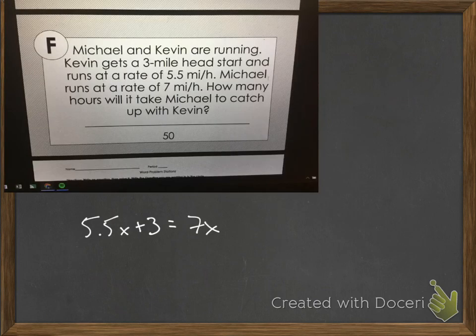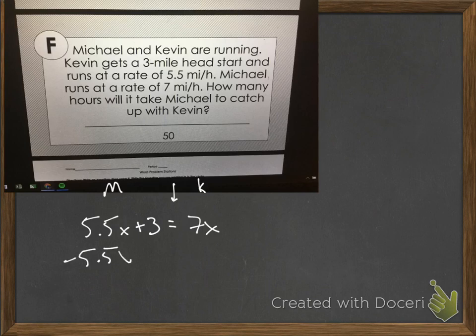All right, so here I have an equation to show a 3-mile head start for Michael. Sometimes it's nice to get organized, like an M and a K, just to know which side's which, Michael and Kevin. Michael's running 5.5 miles an hour, but gets a 3-mile head start. Kevin's running 7 miles per hour, so a little faster, but doesn't get a head start. And we're going to see how long will it take for them to be caught up or equal. So that's where the equal sign comes from. I just retold the story with my equation.